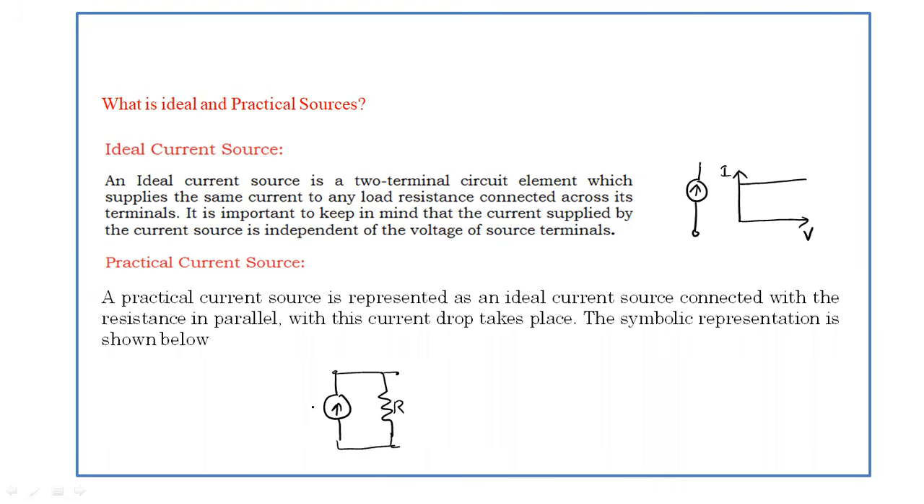It is R and I. It is a resistance connected in parallel with the current source. Here it is voltage and it is current. Instead of getting this line, if you change the voltage continuously, there is a drop in the current. This drop is because of this internal resistance. That's why it is called a practical current source. In the ideal current source, there is no current drop, but in the practical current source, there is a drop in the current.